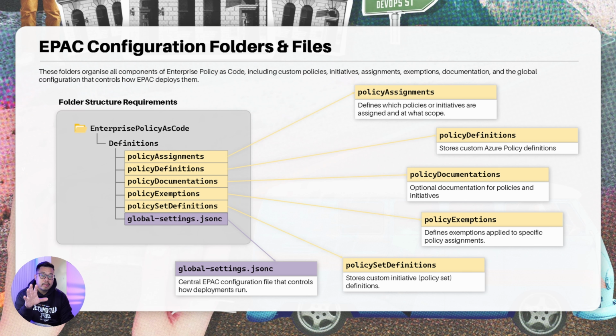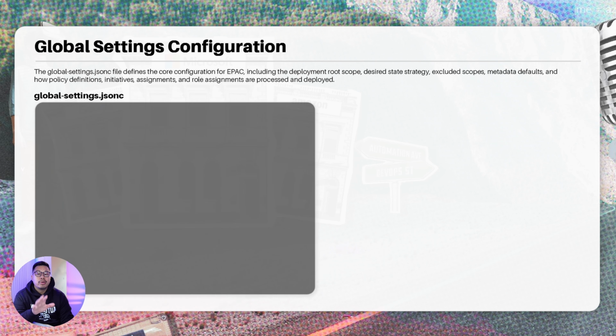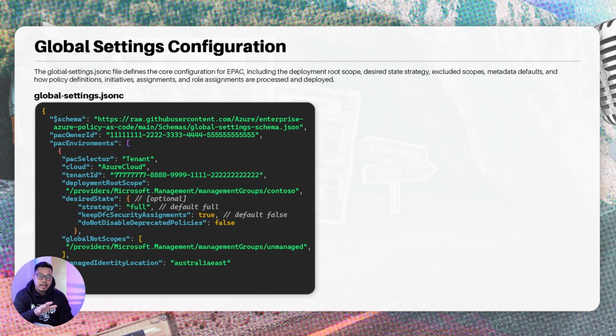So let's talk about the global settings file. The global-settings.jsonc file defines the core configuration for EPAC, including the deployment root scope, desired state strategy, excluded scopes, metadata defaults, and how policy definitions, initiatives, assignments, and role assignments are processed and deployed. This is what a global-settings.jsonc file looks like, and we'll walk through the key attributes and what they are used for.